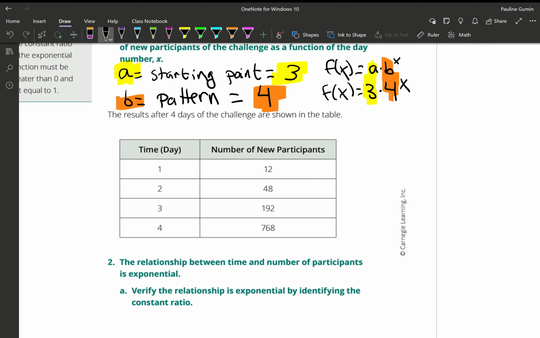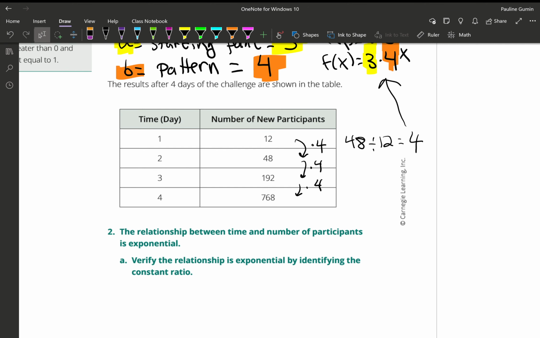The relationship between the time and number of participants is exponential. Let's verify that by finding the pattern of these new participants. So how do we get from 12 to 48? Let's find out by dividing. 48 divided by 12 is 4. So the pattern is times 4, which is exactly what we said before. So the constant ratio, the CR, is 4.